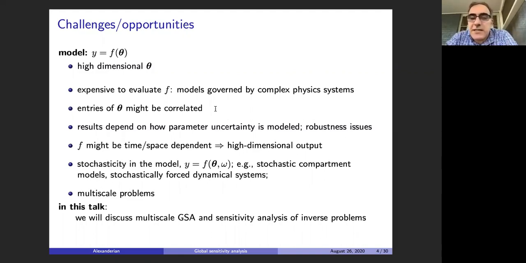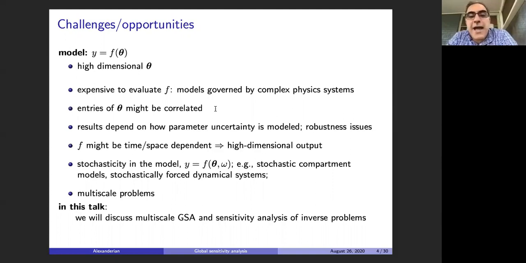The result of sensitivity analysis depends on how you model the uncertainty in the parameters. So there's an interesting question of how sensitive your sensitivity analysis is to the input distribution. These are the robustness issues. Pierre has done quite a bit of work on that, so you can enjoy and ask him. Your F might be a time-dependent signal, or a spatially distributed function, so you have to define suitable indices, and you also have to work with a potentially high-dimensional output.